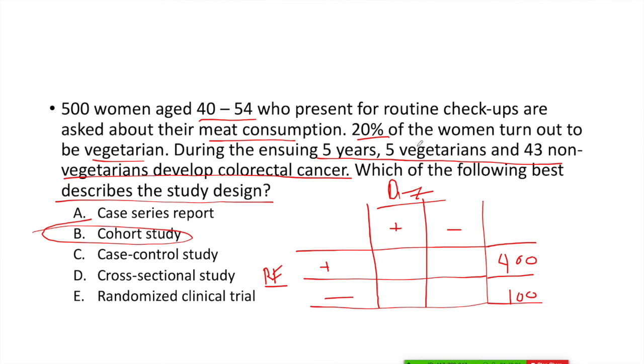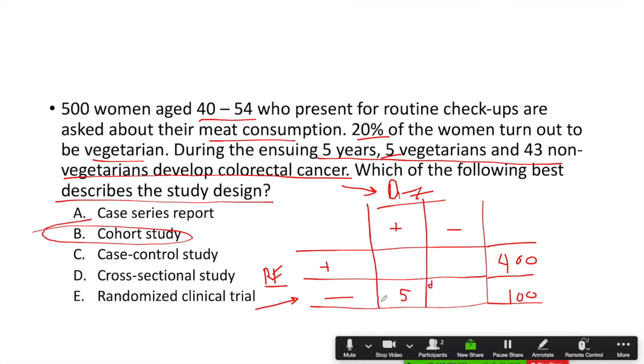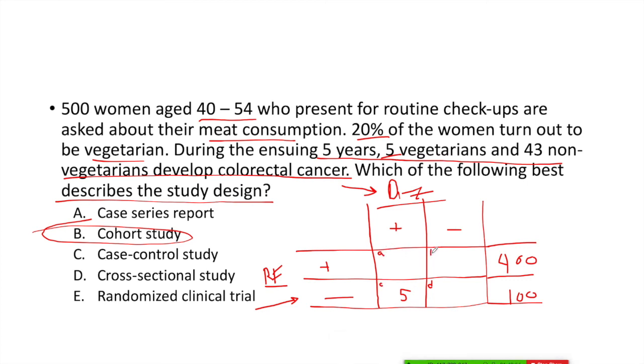Now we can look at these other numbers they threw at us. Over the ensuing 5 years, five vegetarians developed colorectal cancer. So let's go here to our vegetarians, not exposed, and look at our disease. So positive for disease, negative for risk factor would be five. Okay. And then what would go here in our D spot? Right, this is A, B, C, D. This is how we're going to do all of our relative risk and all that kind of stuff. We're going to use these numbers.